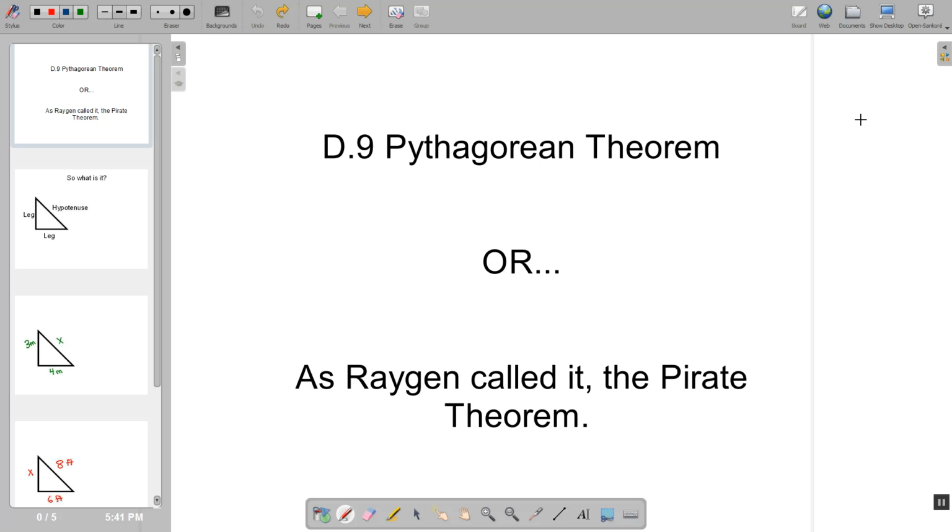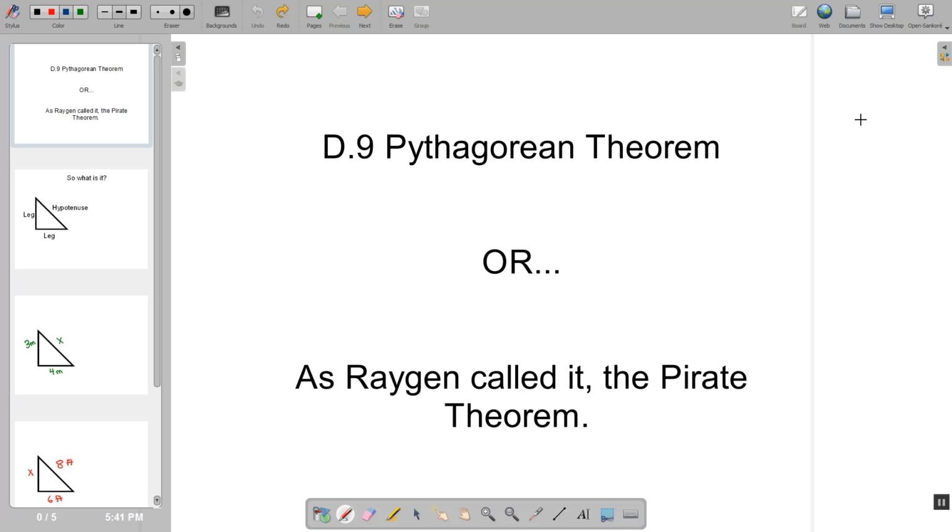A few topics in 8th grade that you will see and actually recognize as an adult constantly. The first thing that you learn in 8th grade that you're going to use for the rest of your life is something called the Pythagorean Theorem, made by a man named Pythagoras.